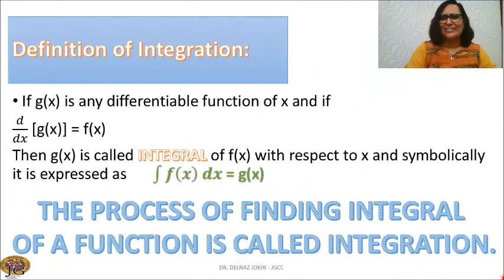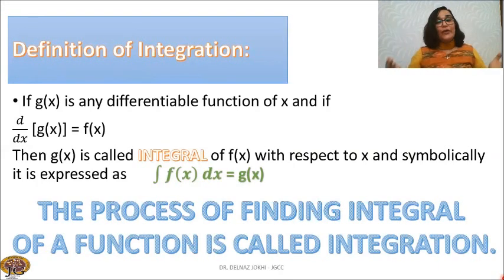All right, so now let's get a little technical. Definition of integration. Well, let's just see it again. If g(x) is any differentiable function of x, and if d g(x) upon dx is equal to f(x), your function, right? Then g(x) is called the integral of f(x). I think you all know what f(x) is. f(x) is a function, right? Okay, so over here you get g(x), which is called the integral of f(x) with respect to x.